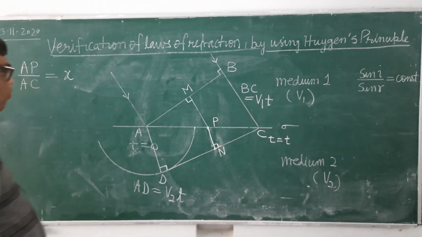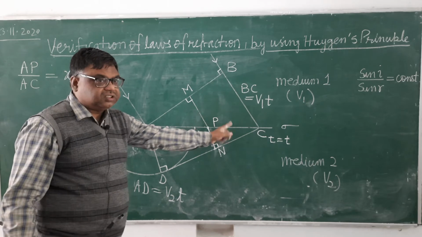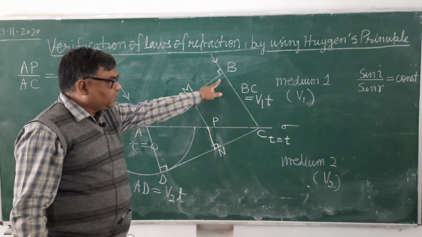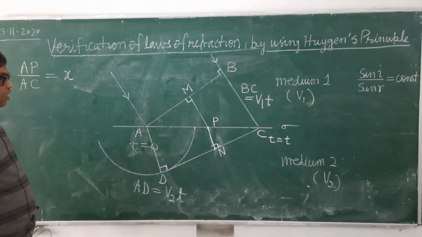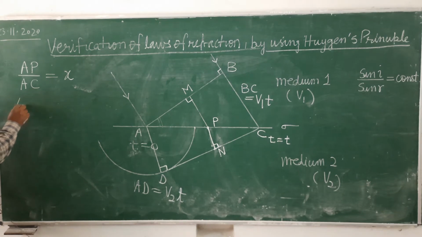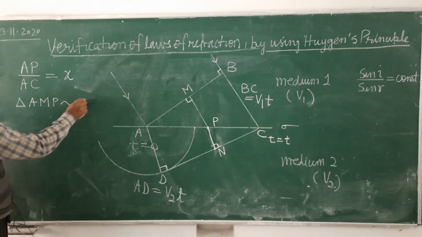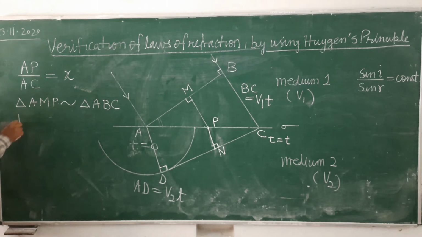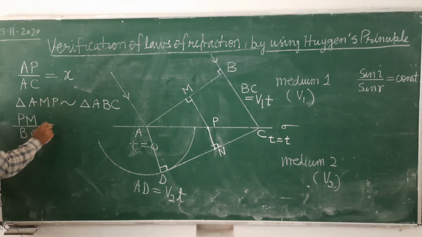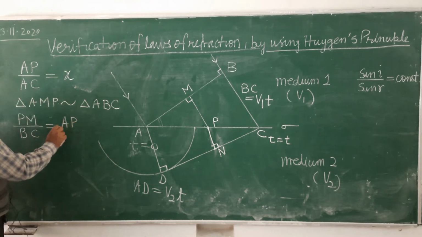Is it clear? Now first of all we will calculate the length of PM and PN. You can see triangle AMP and triangle ABC are similar. Why? 90 degrees, 90 degrees, and this angle is common, therefore both the triangles will be similar. We will not write the proof of similarity, we will straightaway write triangle AMP similar to triangle ABC. And since it is similar, the ratio of corresponding sides PM upon BC equals AP upon AC.